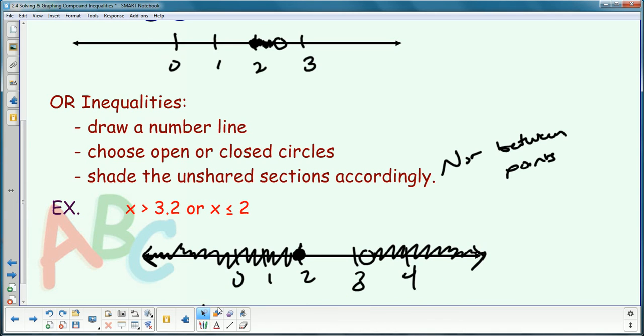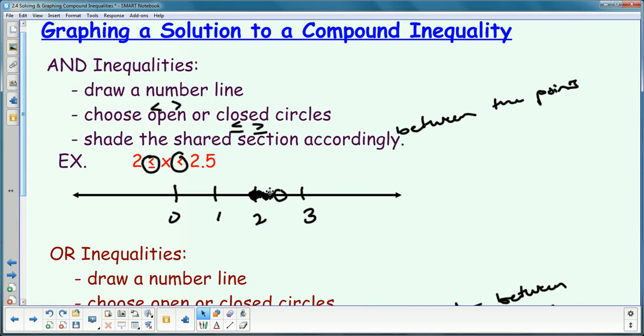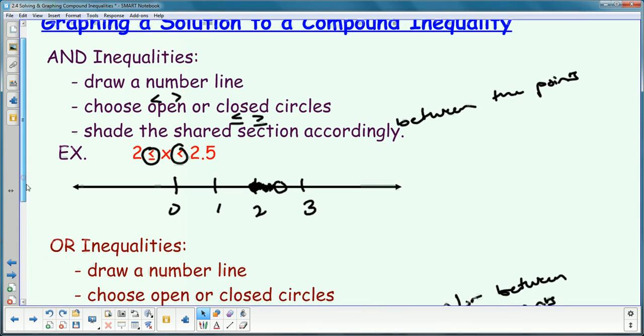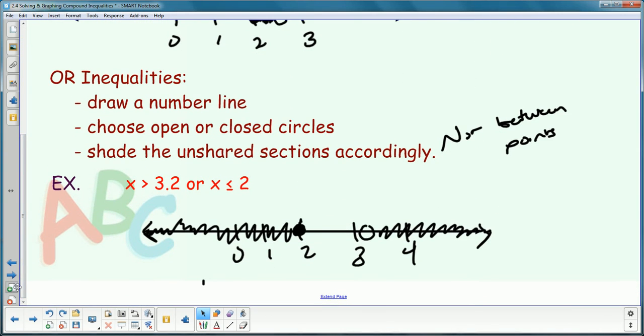So big thing there, remember, if we divide by a negative, we still need to switch signs or switch your symbols around. Or statements, we shade the opposite ends, so we're shading the opposite ends pointing away from each other. And an and statement, we shade on the inside. Don't forget your open or closed circles depending on if we include the value or we don't include the value.